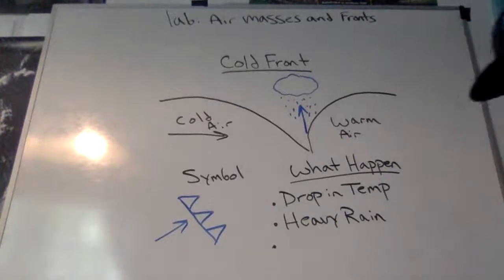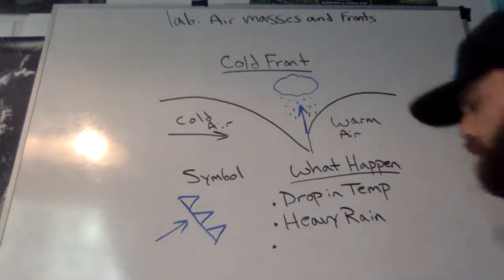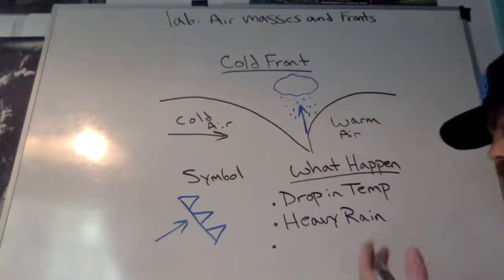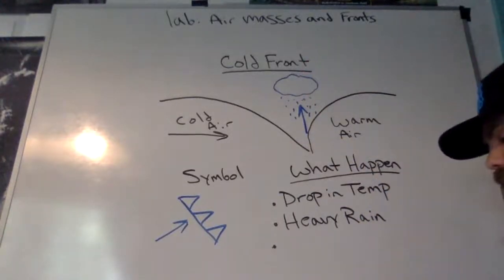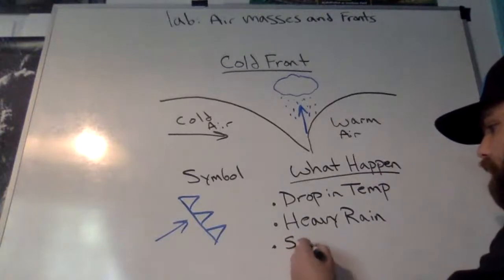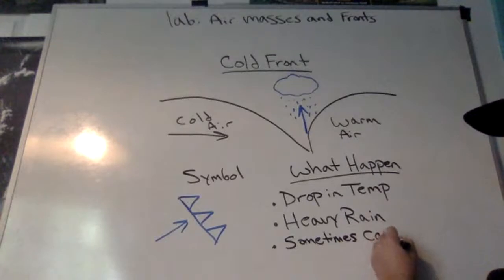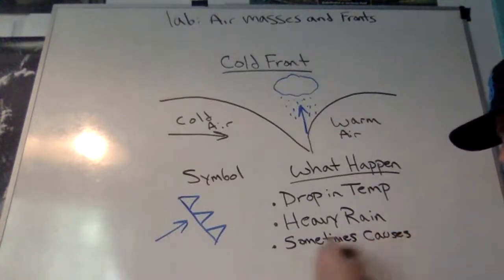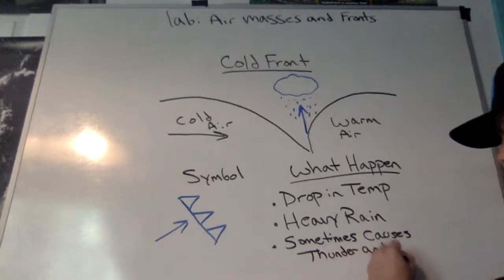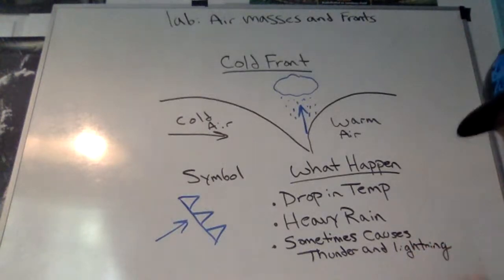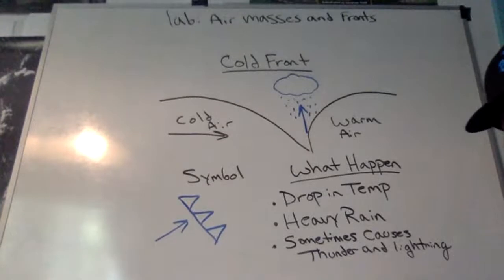Now, the third thing, which is really important, is that with the cold front coming in and pushing that warm air up really fast, sometimes you get really heavy precipitation, and this is where you sometimes get thunderstorms, thunder and lightning. Okay, so that's for the cold front.